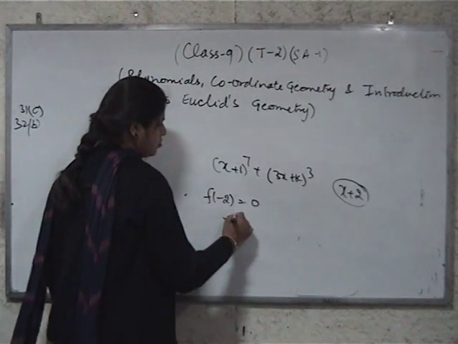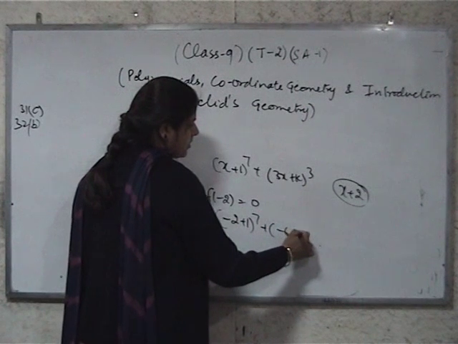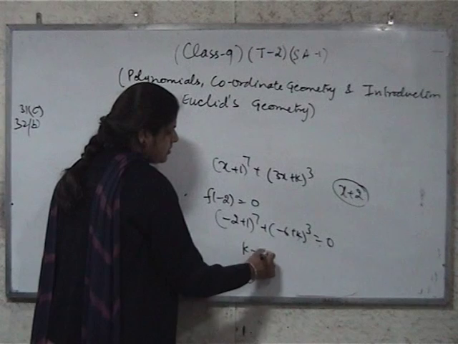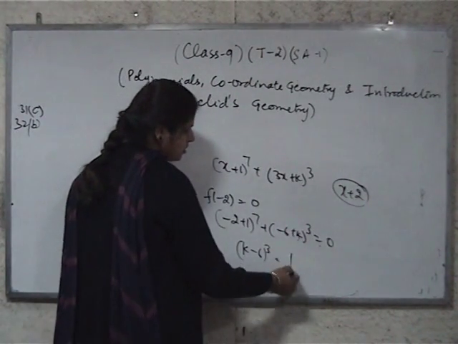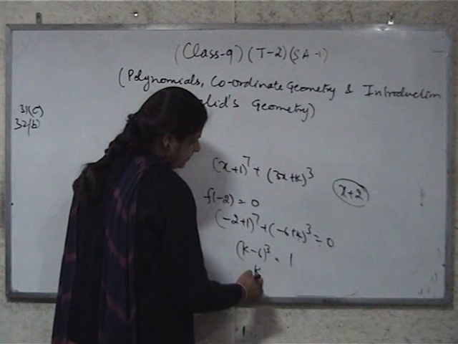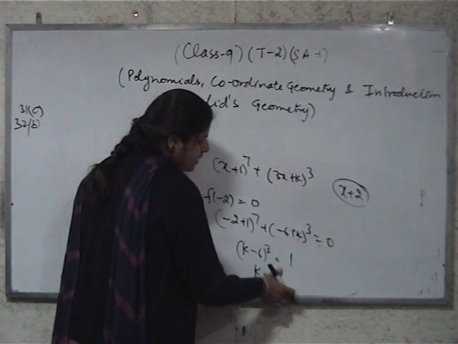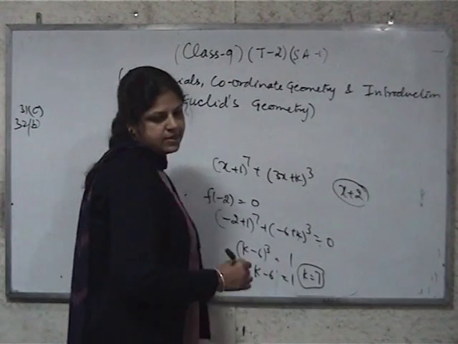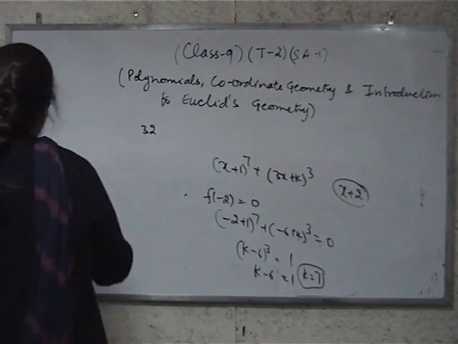So f of minus 2 is minus 2 plus 1 whole power 7 plus minus 6 plus k whole cube, this must be equal to 0. K minus 6 whole cube, this will be minus 1 power 7, minus 1, I should put here 1. So k minus 6 cube is 1, k minus 6 is 1, and value of k in this case becomes 7. Next is question number 33, and answer for this is alpha.